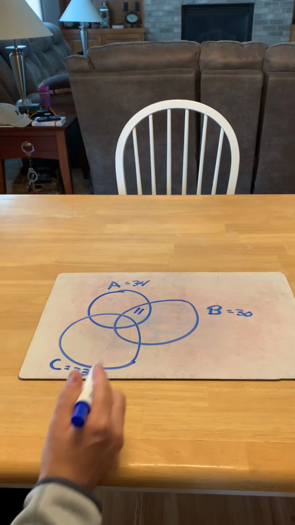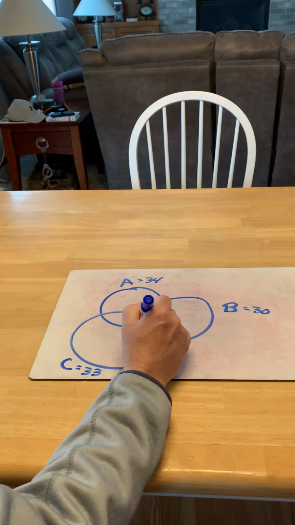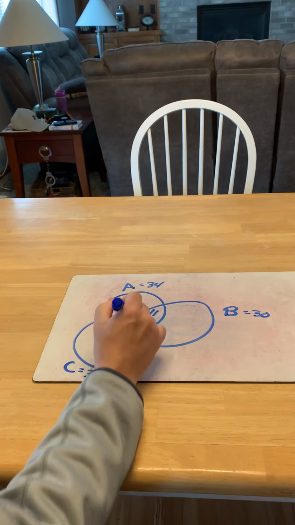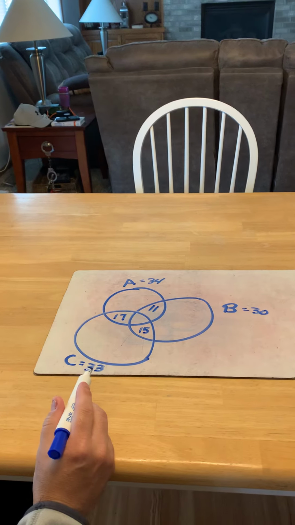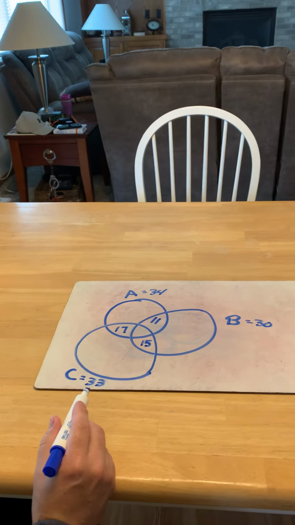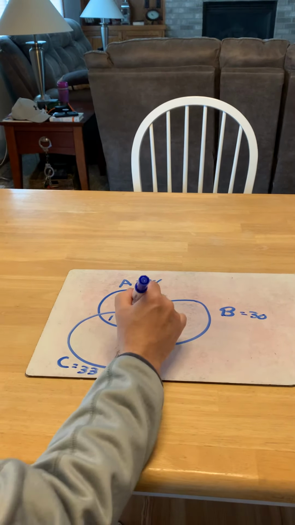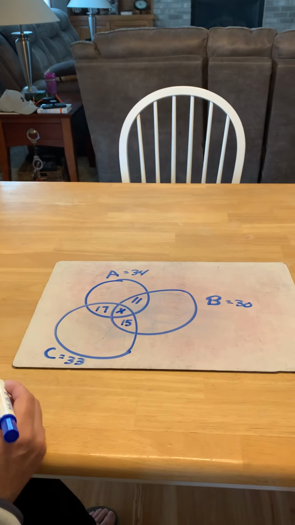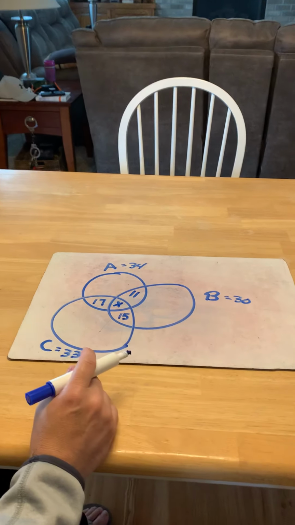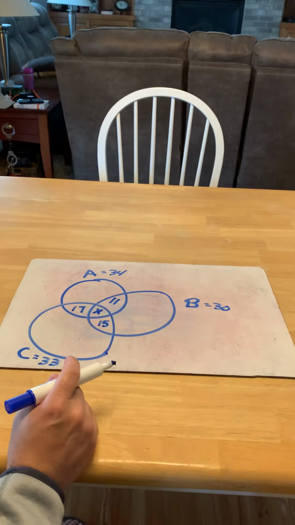Then we've got 15 that like banana and cantaloupe. And we've got 17 that like apricot and cantaloupe. So what we don't know though is this middle piece. And so anytime they give us a problem like this where they start to fill in some of the numbers, they're always going to leave a piece out, and we have to figure that out.